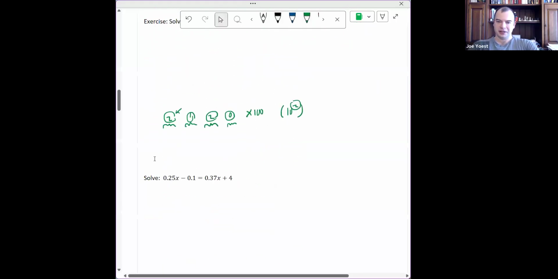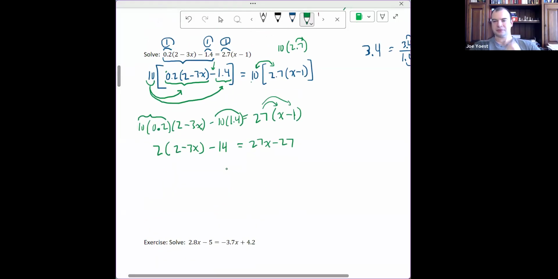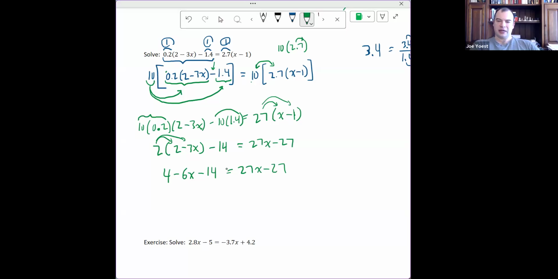Oh, I'm going to be messing up my spacing down here. Okay. So on the left side, I need to distribute. So I have 4 minus 6x minus 14 equals 27x minus 27. Or, well, 4 minus 14 is negative 10. And now step 1 is complete. I've got myself into ax plus b equals cx plus d, where a, b, c, and d are just integers. I'm in standard form.